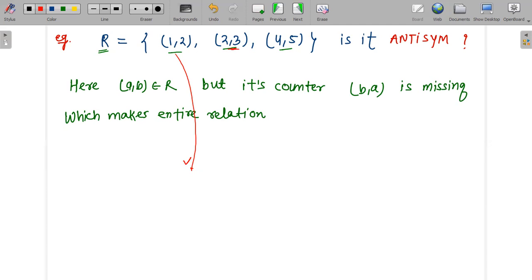Now regarding (2, 3), the moment I see (2, 3) there, I'll check whether there is any (3, 2) ordered pair or not. If there isn't any, then again you have to call your relation anti-symmetric corresponding to element (2, 3), and the same explanation will go with element (4, 5). So we end up with the conclusion that relation R is anti-symmetric. Easy.